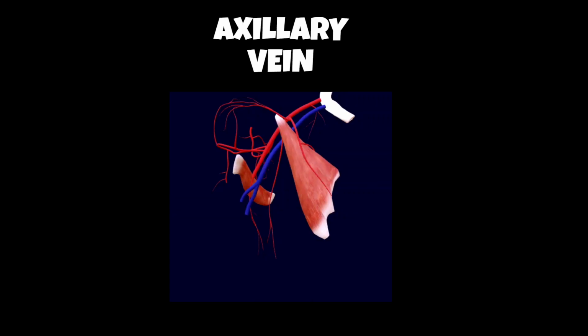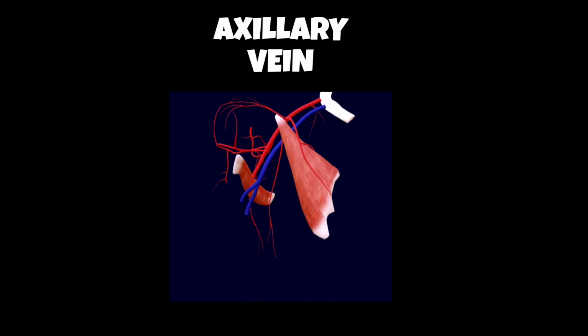Next, moving on to the axillary vein, which begins at the inferior border of teres major, where it is the continuation of basilic vein. It travels superiorly through the axilla, lies anterior and medial to the axillary artery, and becomes the subclavian vein at the lateral border of the first rib.